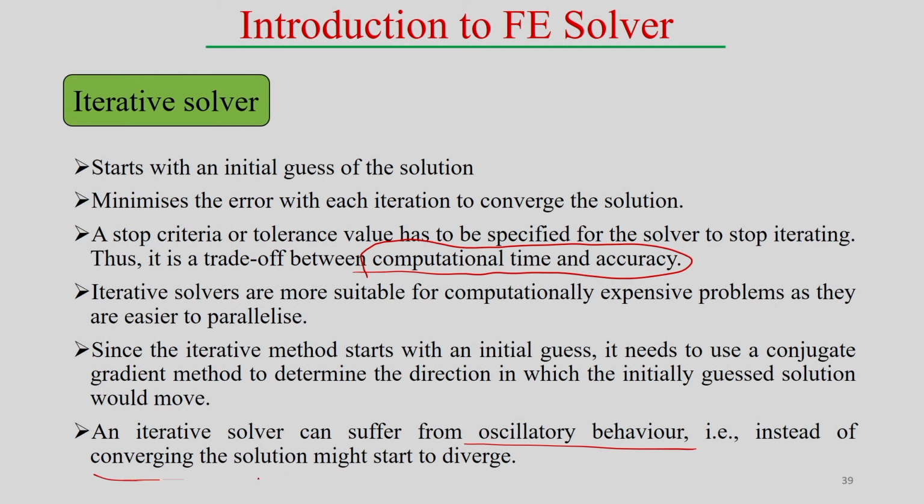So, instead of converging, the solution may start to diverge. In those cases, the iterative solver may not be effective in this particular situation. That is why we can say this is a limitation, or some kind of disadvantage, of the iterative solver. Okay, so now once this is done, we come to the last part of this module 2.